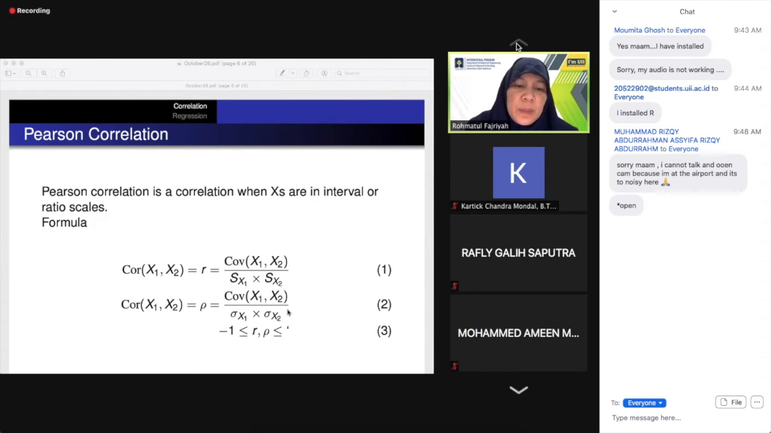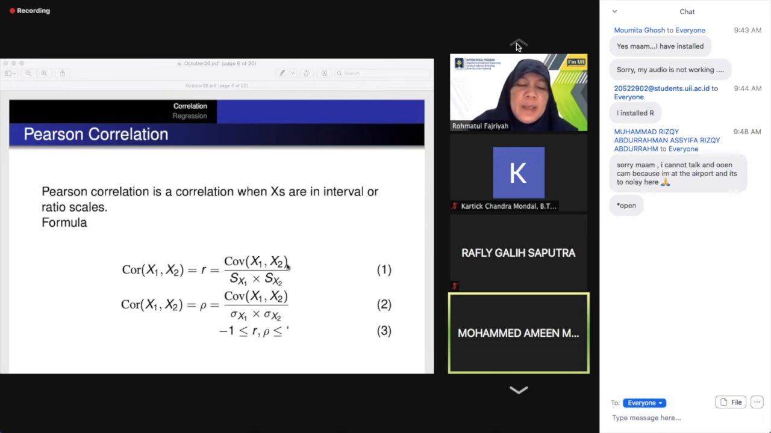So what is the difference between these? If it is sample correlation, you can see that the symbol is small r. This one is the standard deviation of the first variable, x1, and this one is multiplied by Sx2, which means the standard deviation of the second variable. And this one is the covariance between x1 and x2. Have you learned about how to compute the covariance before? Yeah, miss. Okay then.